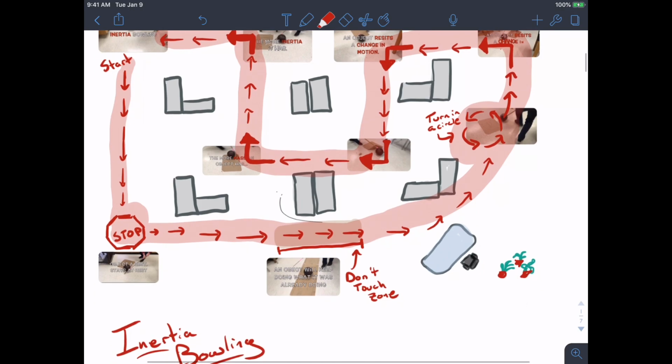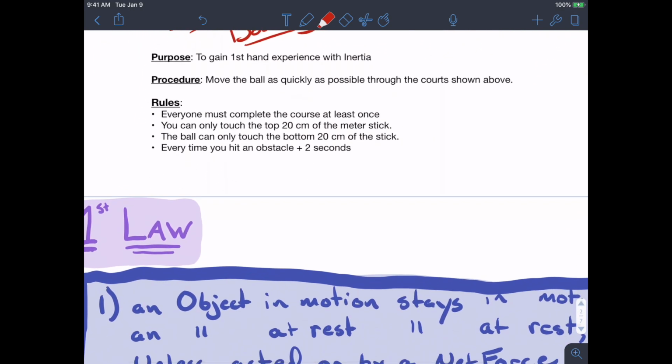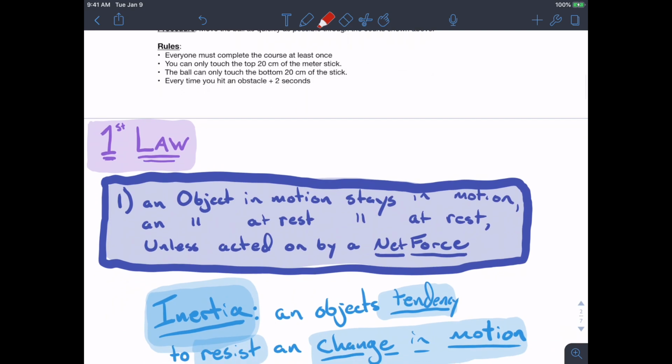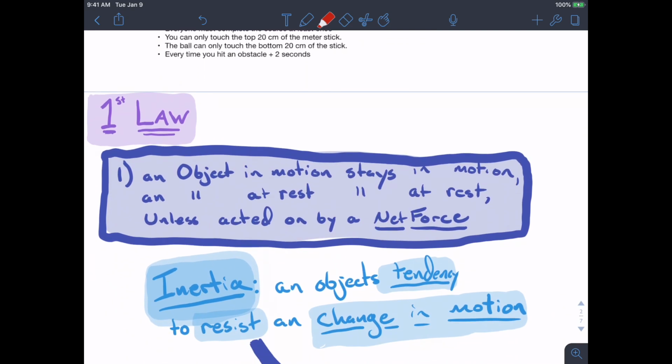And this is a good segue into Newton's first law of motion, which says that an object in motion will stay in motion, and an object at rest will stay at rest unless acted on by a net force. Another way you can think about that is that basically, objects just want to keep doing whatever they were already doing. Well, if they're at rest, they want to stay at rest, and if they're in motion, they want to keep going in a straight line. And there's going to be some resistance to get them to change their ways.